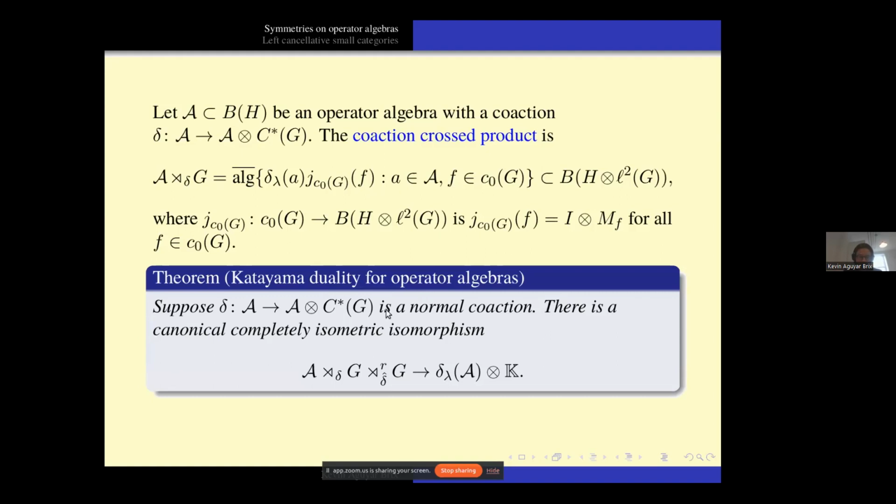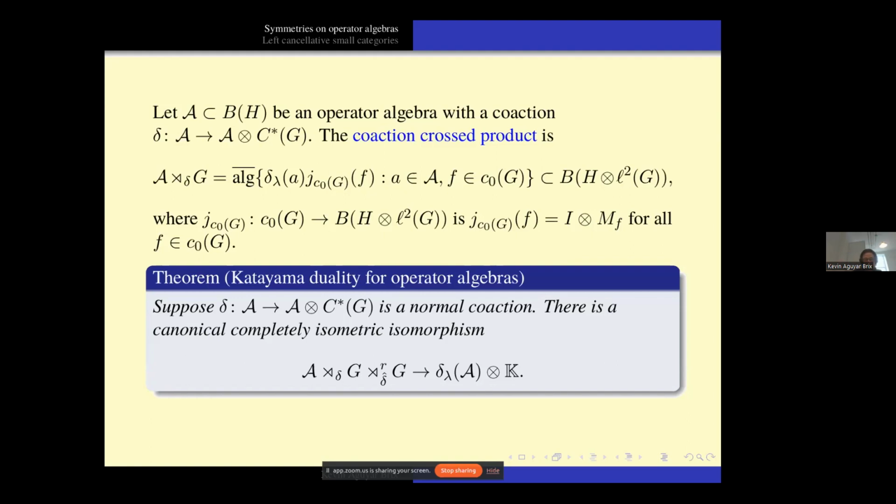So maybe let me jump directly to what this statement is. If I have an action on a C-star algebra, then I can take the cross product, and then there's an induced coaction on the group component of that cross product. So I can do the action and then the cross product by that coaction. Or if the group is abelian, then I get a cross product action and then an action by the dual group.